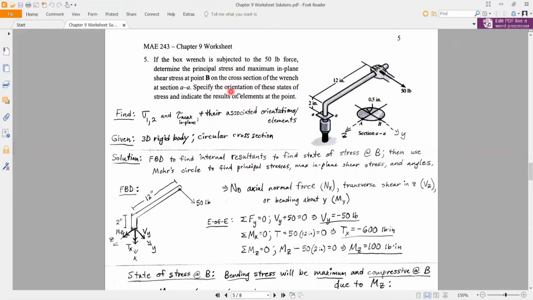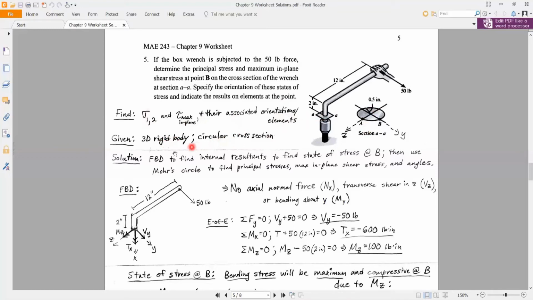Then we're told to specify the orientation of these states of stress and indicate the results on elements at the point. So digesting that, we're finding our principal stresses, sigma 1 and 2, and our max in-plane shear stress, and their associated orientations, and draw the elements. Right, we're given a 3D rigid body and a circular cross-section where we're cutting through.